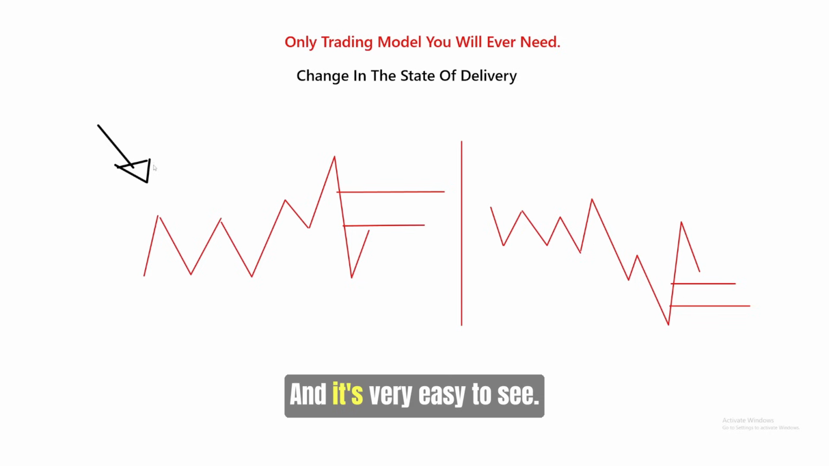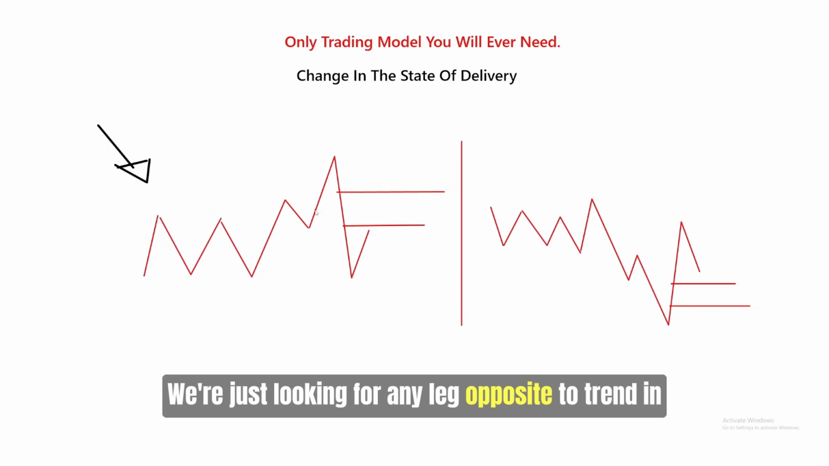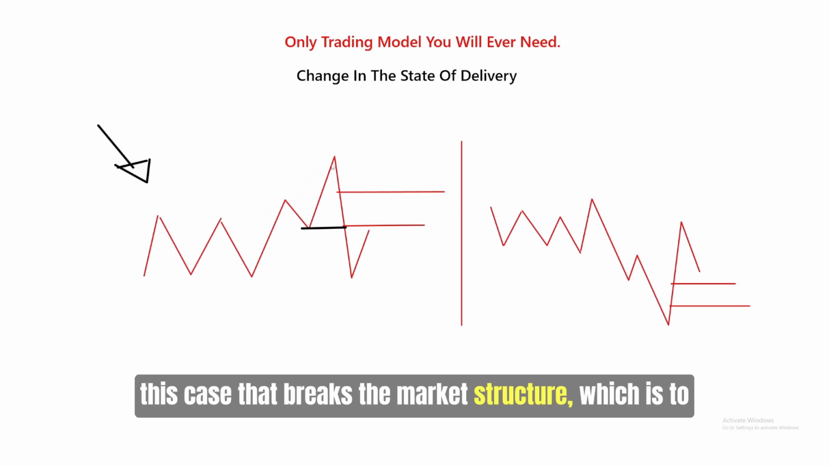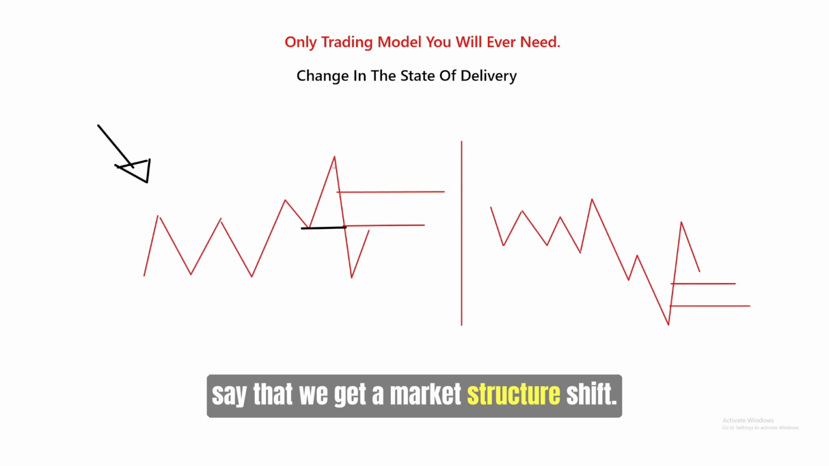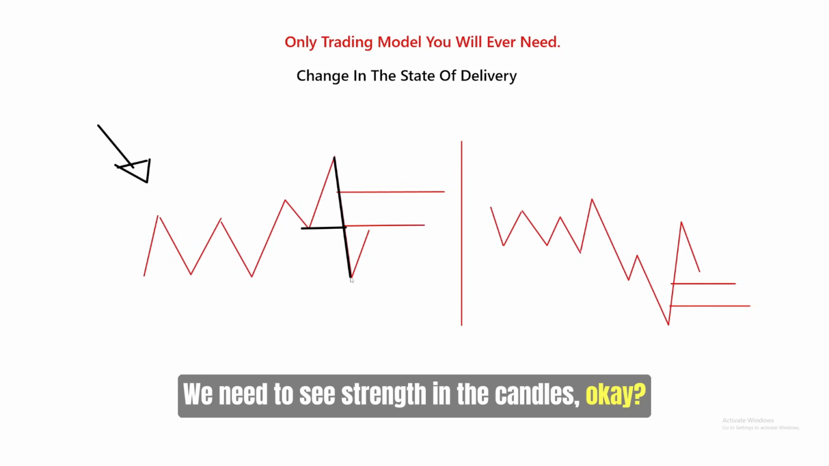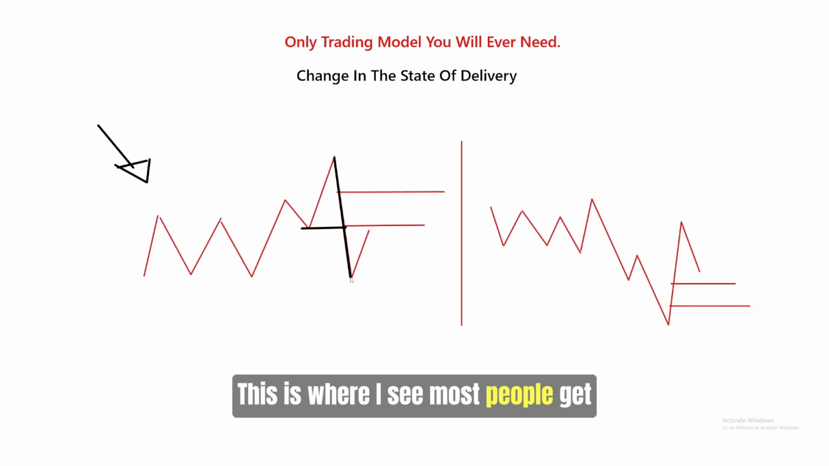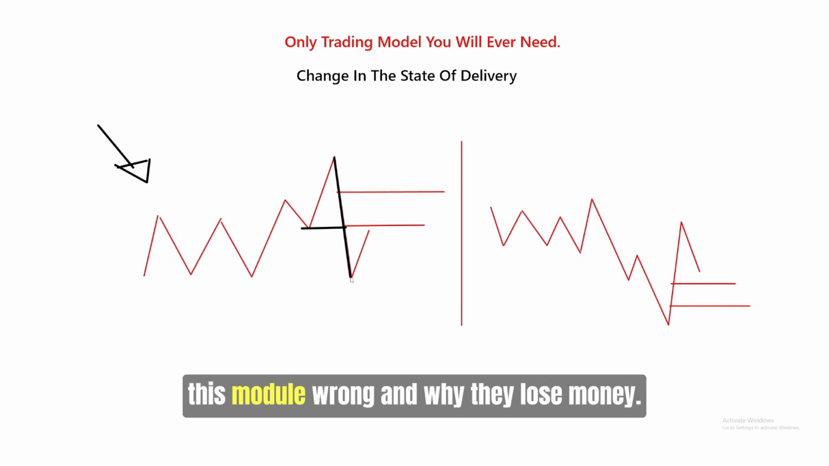And it's very easy to see. We're just looking for any leg opposite to trend, in this case, that breaks the market structure, which is to say that we get a market structure shift. We need to see strength in the candles, okay? And this is where I see most people get this module wrong and why they lose money.